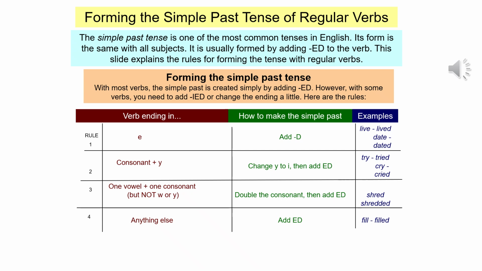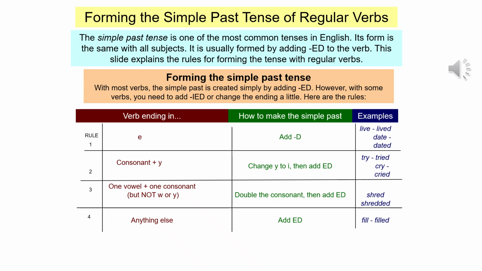Rule 2. Consonant plus y. A verb that ends in a consonant plus y. How to make the simple past tense: change the y to i, then add ed. For example, try is tried. Cry is cried.